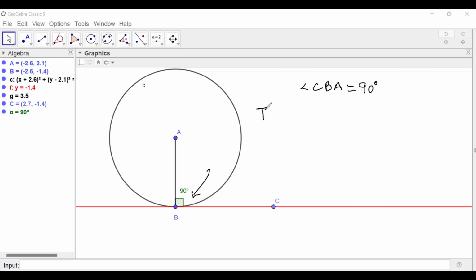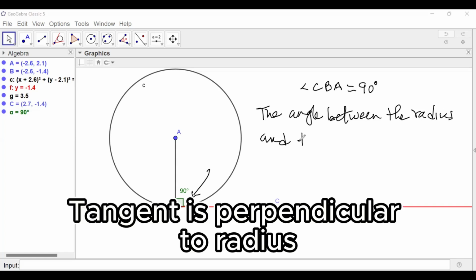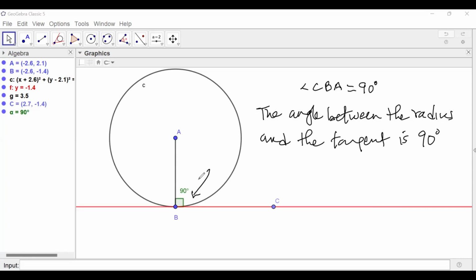So we can say the angle between the radius and the tangent, of course, is 90 degrees, which we can see here. So we've demonstrated this. So take note of this. When we are finding solutions to circle geometry problems, we are going to be applying this theorem.